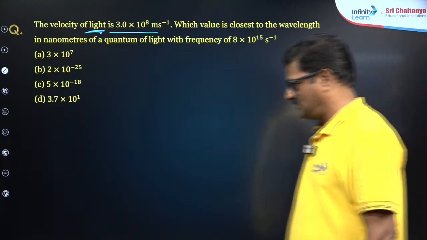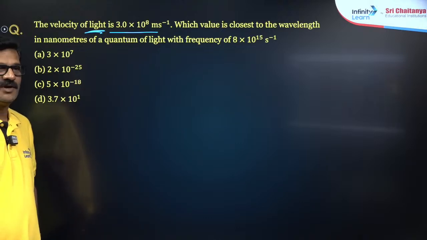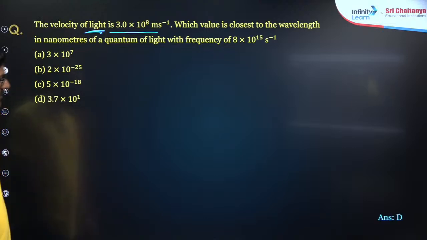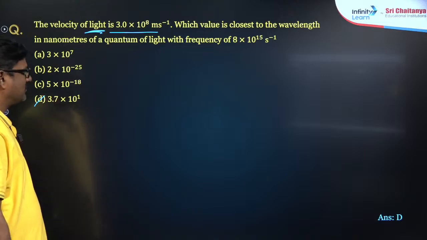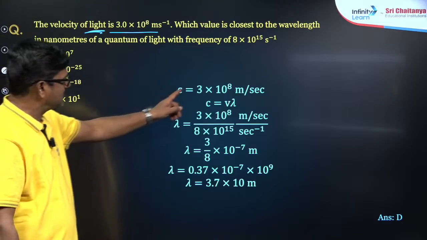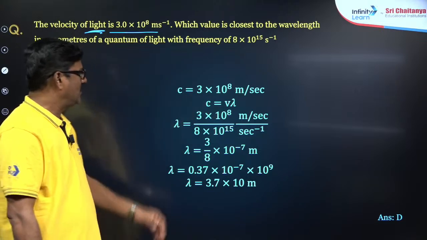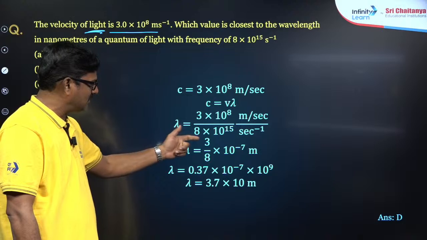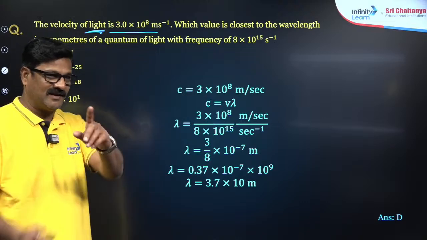So what is the actual concept behind that? Quantum nature of light. Now for that I would say 3.7 into 10, okay, 37 will come. You can see here C is equal to 3 into 10 power 8 meters per second. C is equal to nu lambda. So lambda is equal to C by nu. So lambda मिला 3 by 8 into 10 power minus 7. Okay. Yes, it is 912 angstrom units.